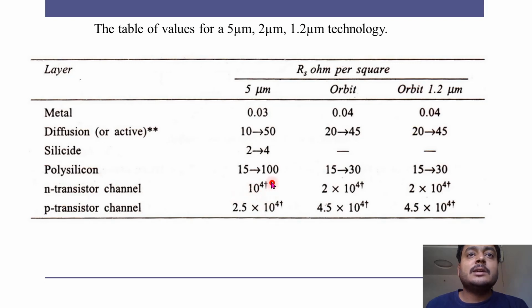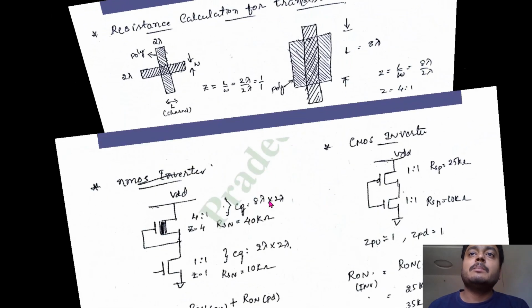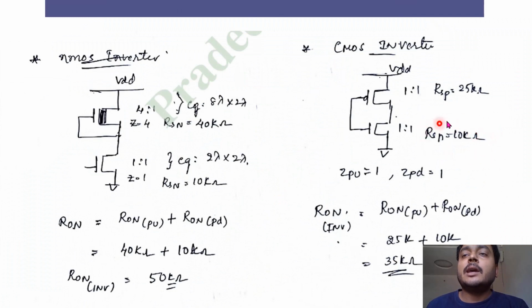If for the N transistor channel it is 10 to the power of 4, for the P transistor it is 2.5 times that of the N transistor channel. So if this is 10k, the resistance offered by the same 1 to 1 PMOS transistor is 2.5 times 10 to the power of 4, that is 25k. So the overall inverter on resistance is the summation of these two, which we get as 35 kilo ohm. Okay, this is about your resistance.